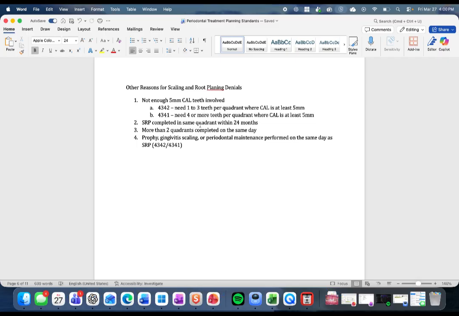So be careful there. SRPs are only covered every 24 months. So if they've had SRPs within 2 years, it's not going to be covered. You have to be careful. If you do more than 2 quadrants per day, they will not cover it, unless the patient is doing like deep sedation and it has to be documented, a good reason why more than 2 quadrants are done. Or if a prophy, gingivitis scaling, or periodontal maintenance was performed the same day as SRP.